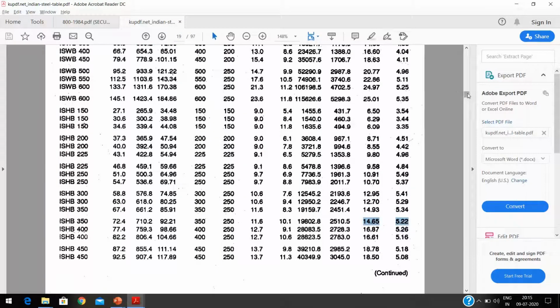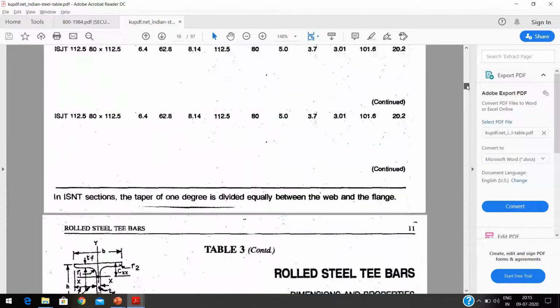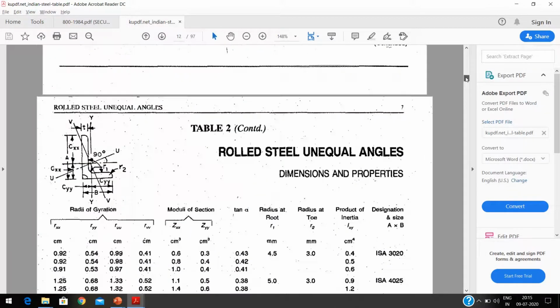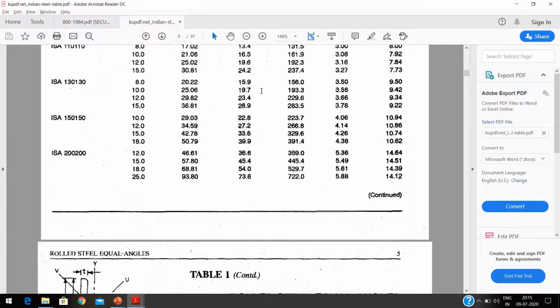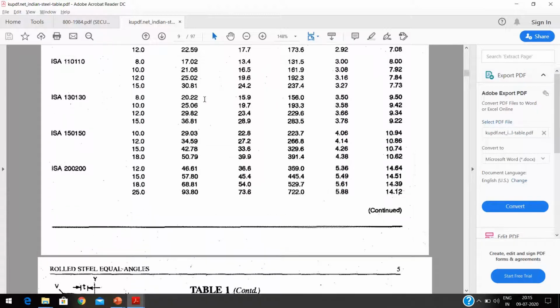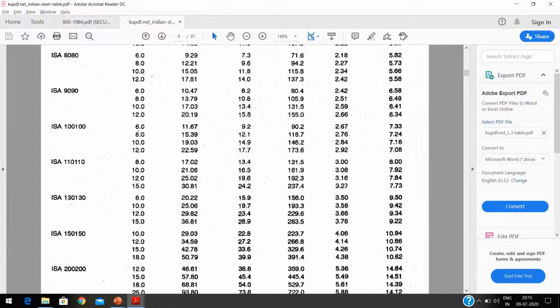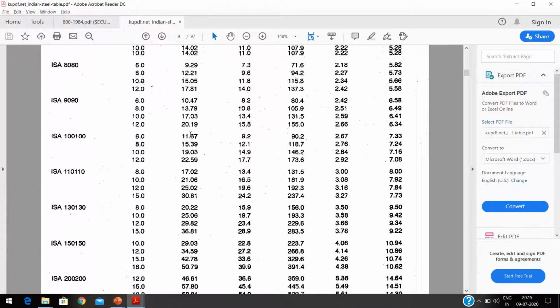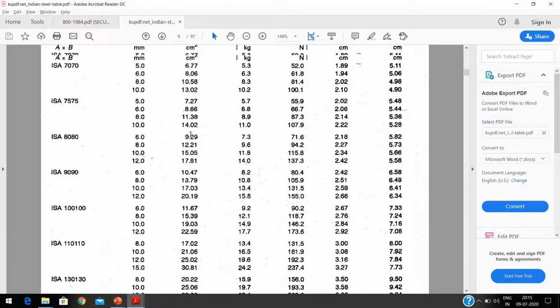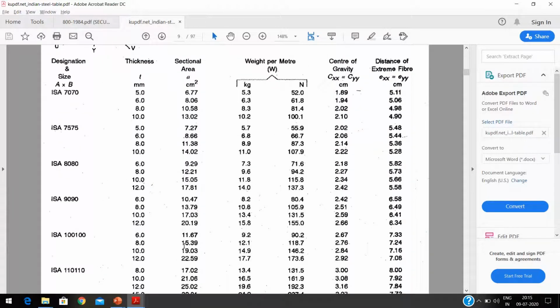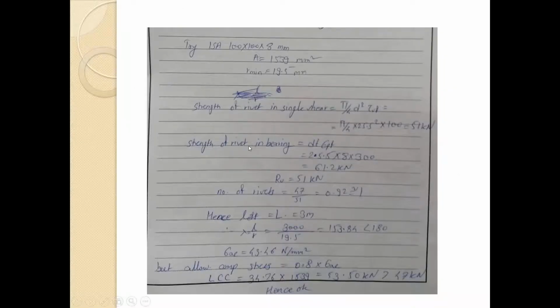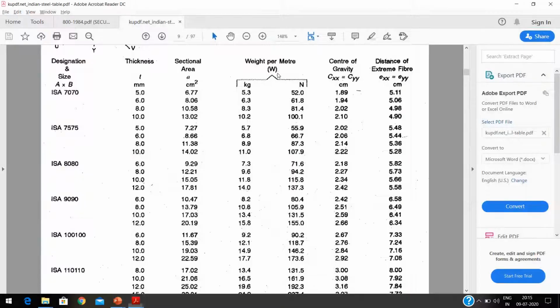So we are going towards the angle section. So we are trying the first section, that is 100 by 8. The sectional area of the 100 by 8 is 15.39 centimeter square, so 1539 mm square.